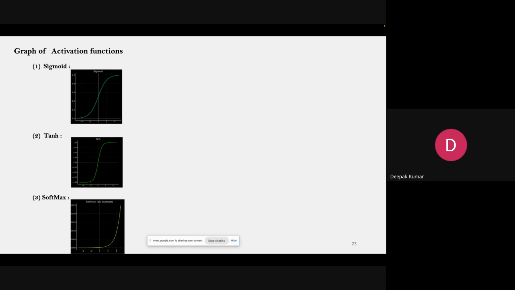And as I explained earlier, softmax is used in multi-class classification problems, as an objective function and as an activation function as well.